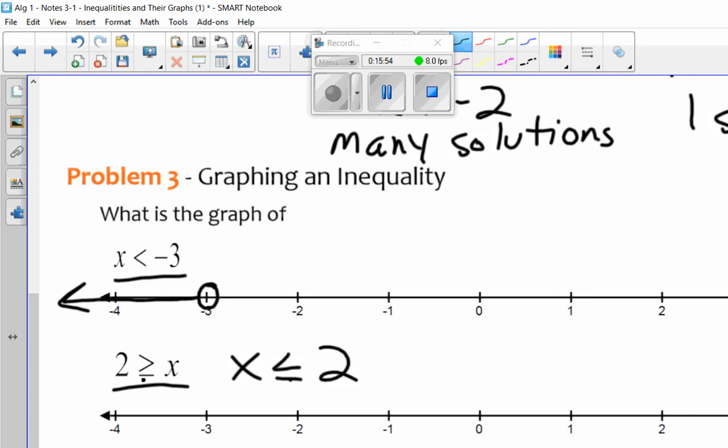On the second one, I find +2, and it's less than or equal to, so that kind of symbol tells me a solid point. And that one's pointing to the left, so I'm going to go left with my line. So I'm graphing the inequality. Right. So hopefully that's not too difficult. Just flip this. If the variable's on the right, flip it all around.